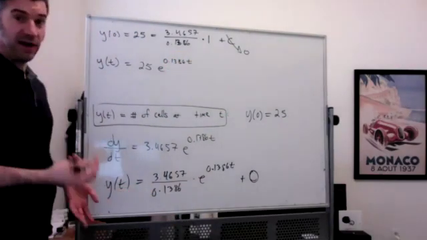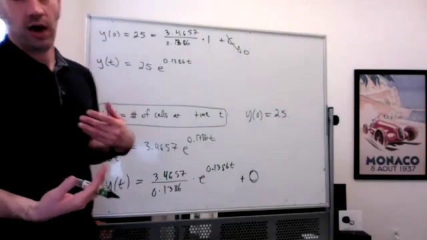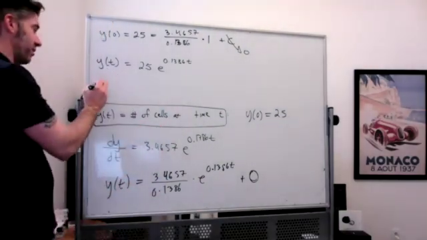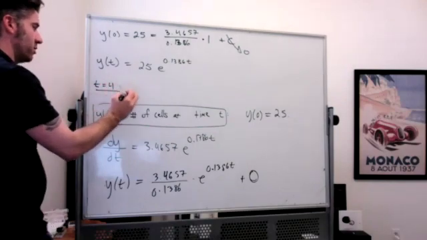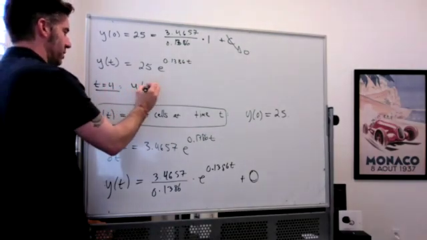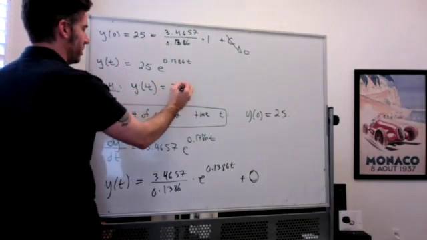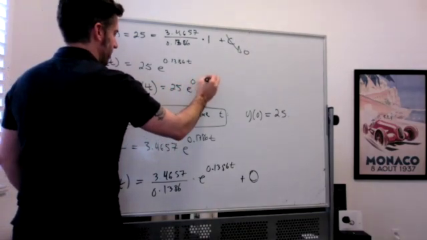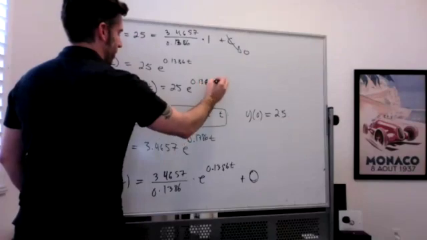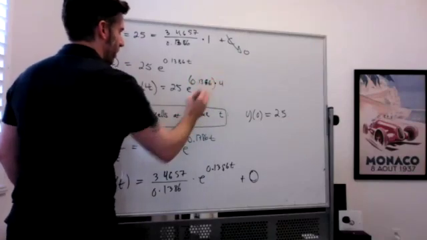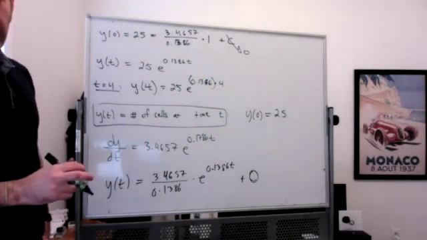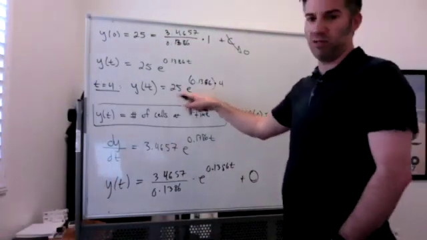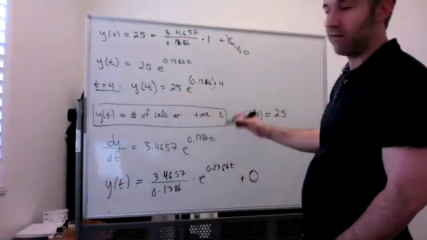And then to answer the final question, which is what's the population size after 4 hours, we're just going to plug in t equal to 4. So y of 4, population after 4 hours, is 25 times e to the 0.1386 times 4. And that ends up being, you multiply these together, you do e to the that, you multiply by 25, and you get approximately 43.